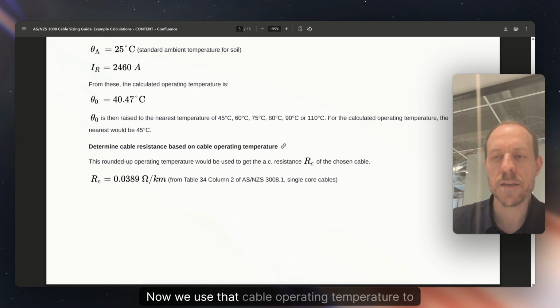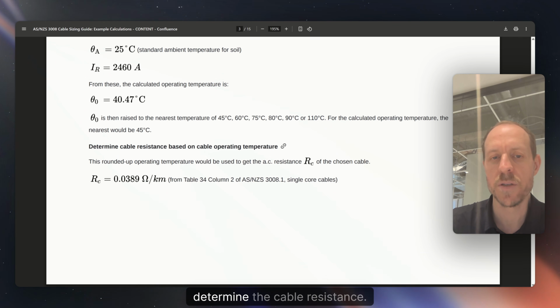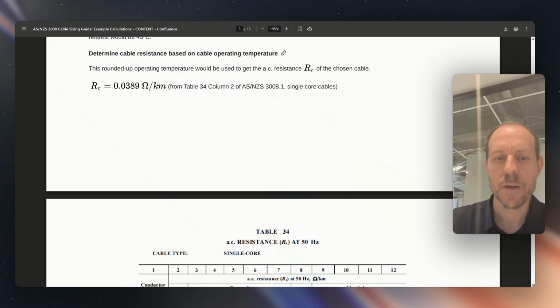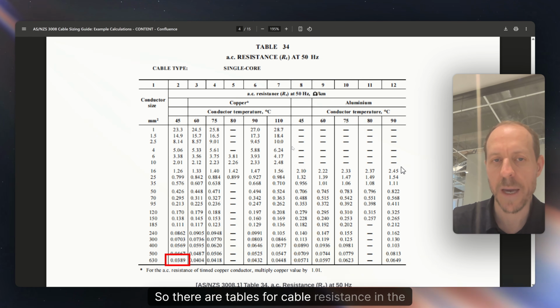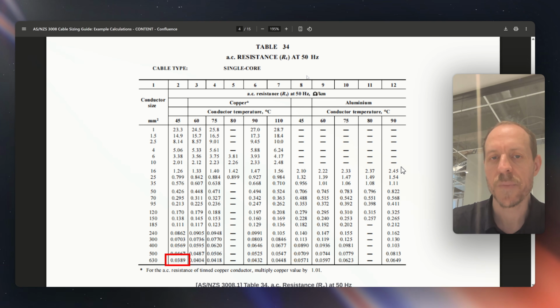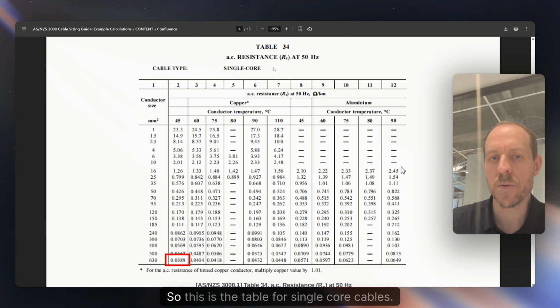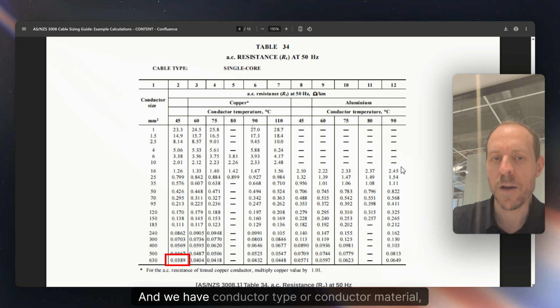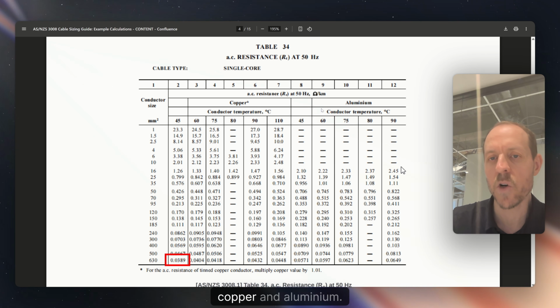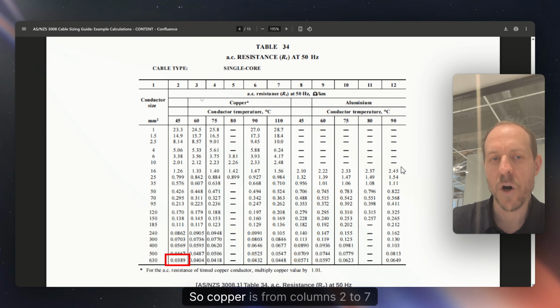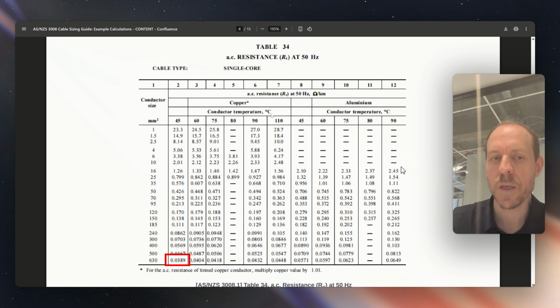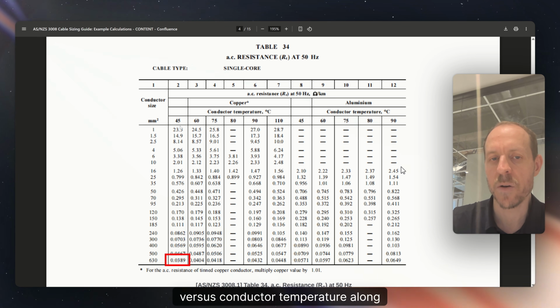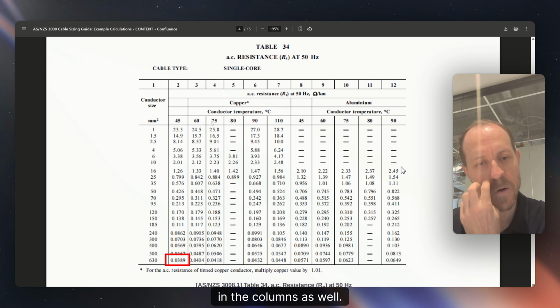Now, we use that cable operating temperature to determine the cable resistance. So there are tables for cable resistance in the standards. In this case, it's table 34. Now, we're using single core cables, so this is the table for single core cables. And we have conductor size in the left-hand column, and we have conductor material, copper and aluminium. So copper is from columns 2 to 7 versus conductor temperature along in the columns as well.